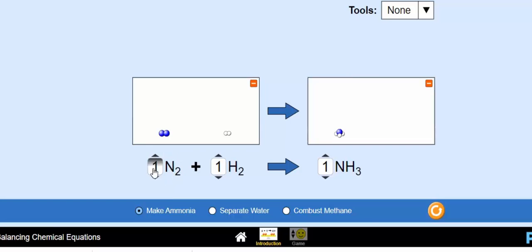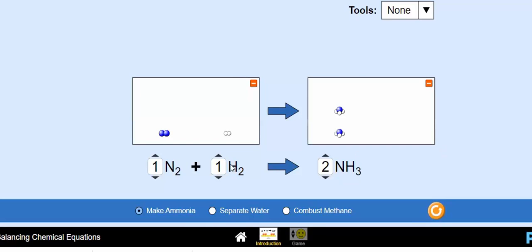We have here 2 nitrogens. Here we have only 1 nitrogen. So if we added 2 to the coefficient, now you have how many nitrogens? You have 2 blue balls. The blue ball is the nitrogen. So now nitrogen is balanced. But hydrogen is not balanced. You have 6 hydrogens. 3 times 2 is 6. And you can observe here that you have 6 white balls compared to 2 white balls here.